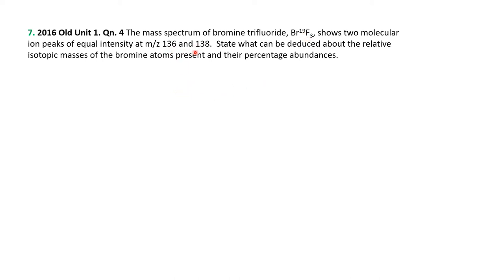So the difference between these has nothing to do with the fluorine. It is only to do with the bromine. Now, three fluorines weigh 57. So the peak at 136 is 136 minus the 57 for the fluorines, which is 79 bromine. And the 138 minus the 57 for the fluorines, so that's 81 bromine.